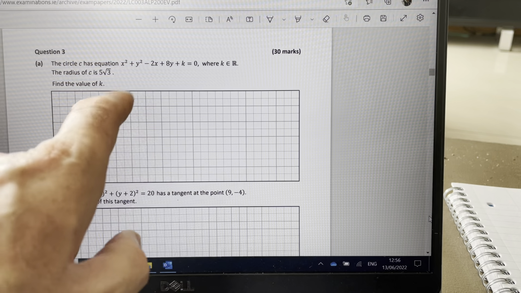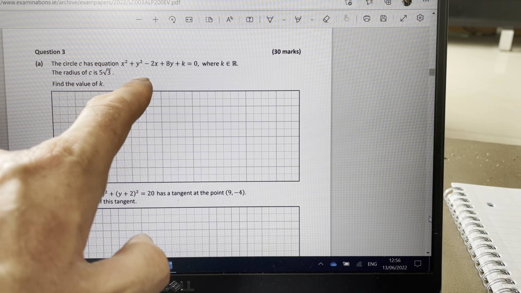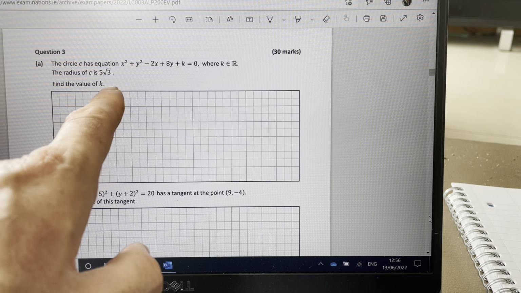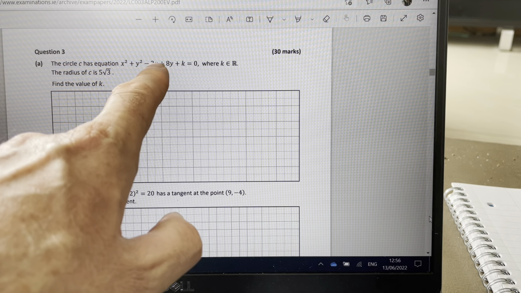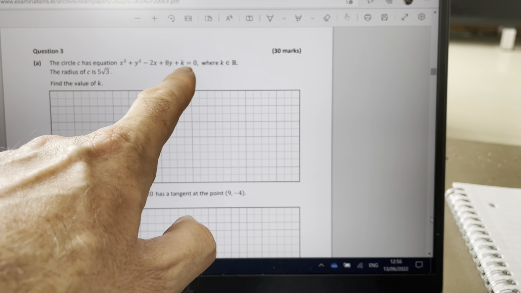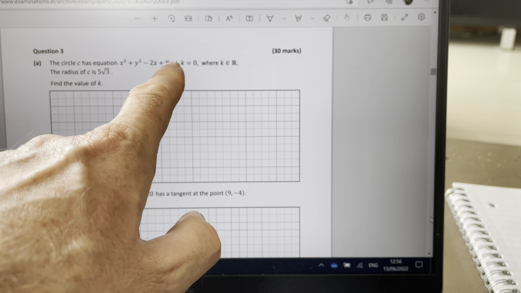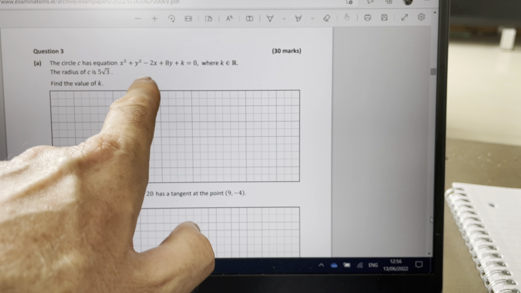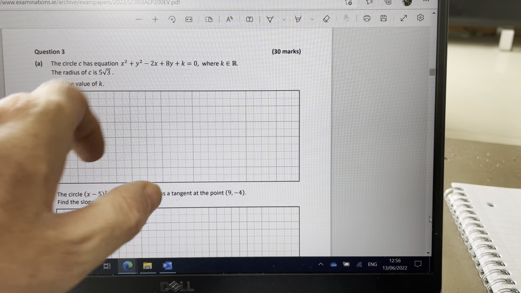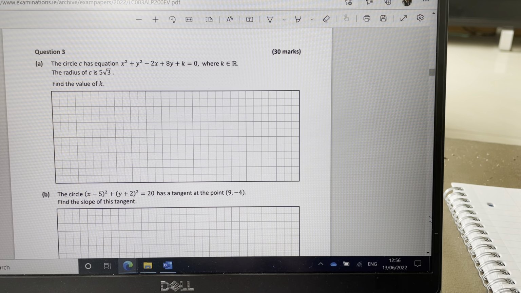Circle C has this equation, the radius is that, find the value of k. Okay, that's very fair. The radius is given and your center is 1, minus 4. Your radius then is the square root of g squared plus f squared minus c. So I'll just pop that in there and you should be able to get k, fair enough.